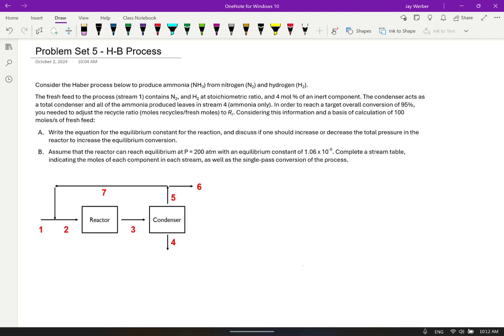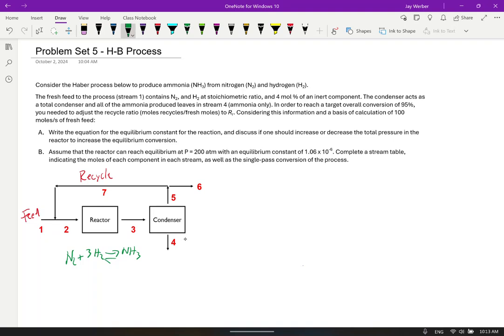And so we're considering the Haber process below to produce ammonia from nitrogen and hydrogen. The system is a reactor and condenser, so the feed goes into stream 1 here, blends with the recycle. So this is the recycle, goes to the reactor. In the reactor, we have N2 plus 3H2 goes to NH3. But we're saying that this is in equilibrium in this process, right? And then the reaction products go out in stream 3, goes to the condenser.